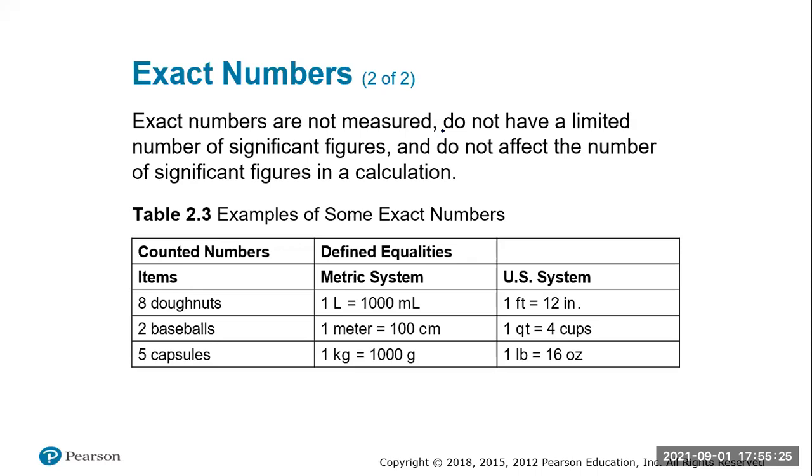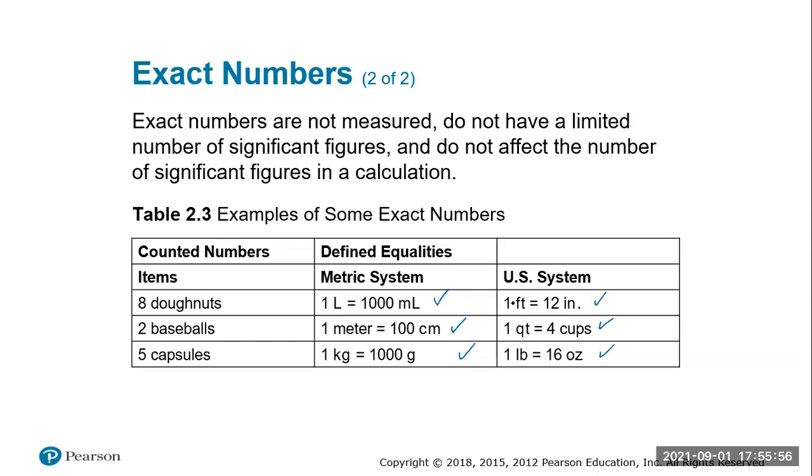What that has to do with, as we'll talk about in just a second in terms of calculations, is we ignore exact numbers when we're dealing with them in calculations. So if we come across an exact number, we don't really worry about it. And again, most of the time we will see those as equalities, or they're sometimes referred to as definitions, where something equals something.